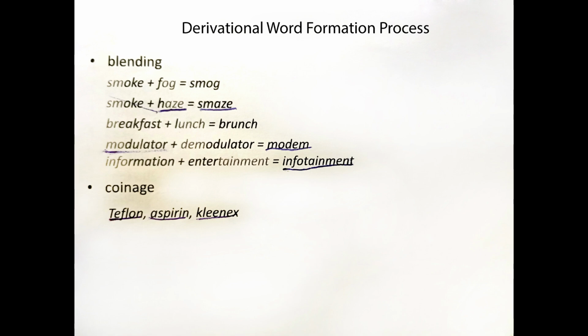The word brunch: we cut the part EAKFAST of the word breakfast, and we cut off the letter L from the word lunch. Then we put the rest parts together as brunch. Modem: we cut part of modulator from the word modulator, and we cut part of demodulator from the word demodulator, and put the rest parts together as modem.